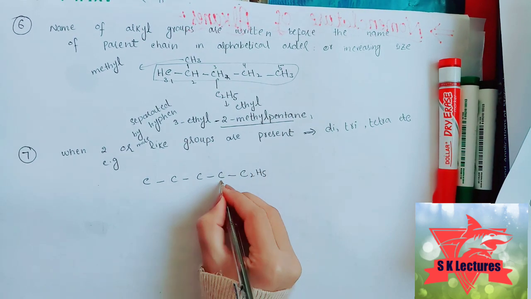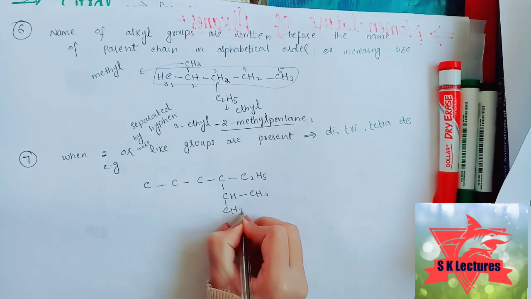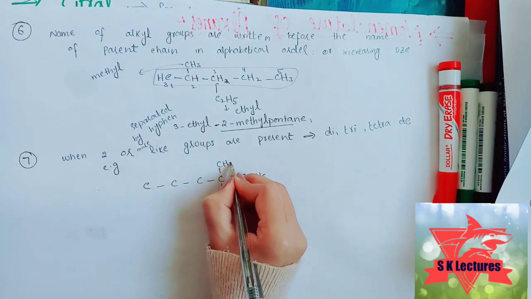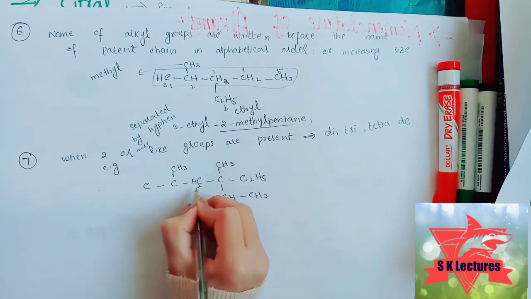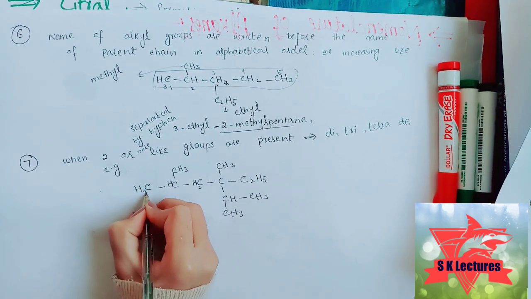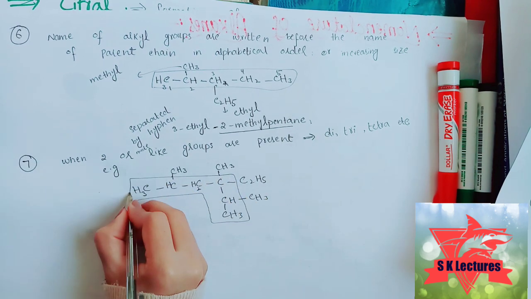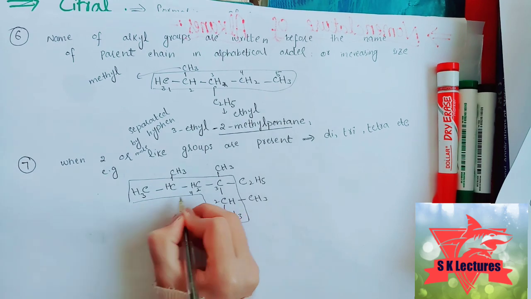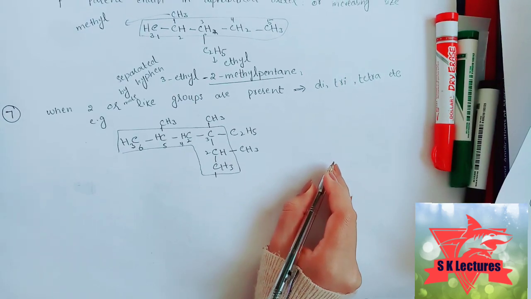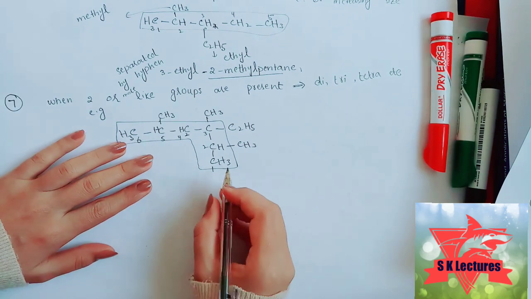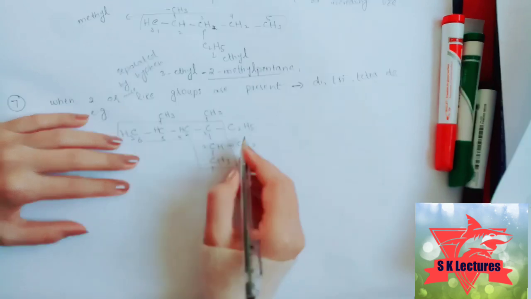The main chain will contain 6 carbon atoms, and 1 ethyl and 3 methyl substituents are present on it. For example, one methyl is present on this position. Now numbering will start by giving them the minimum sum. That will be the parent chain, numbering from here 1, 2, 3, 4 and 5. So they are getting 2, 3, 5 positions. First of all we will write the name of ethyl. E comes first, alphabetical order.